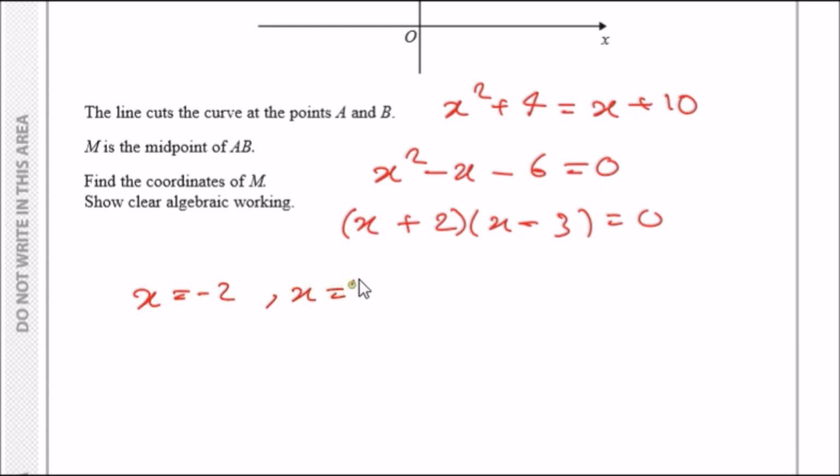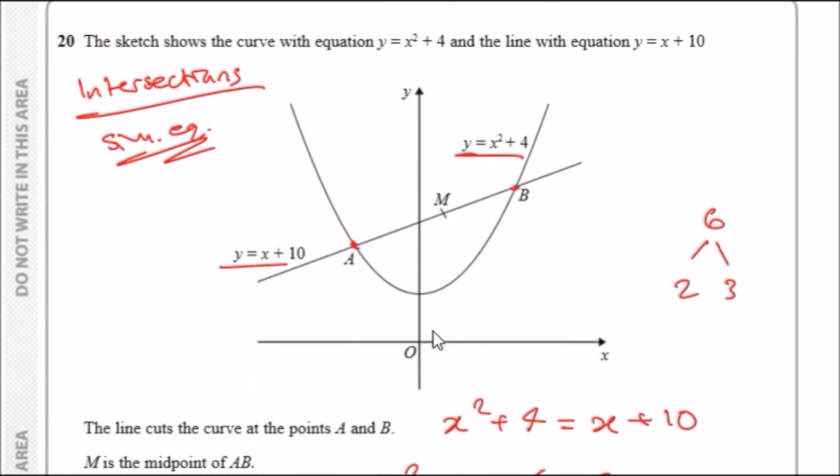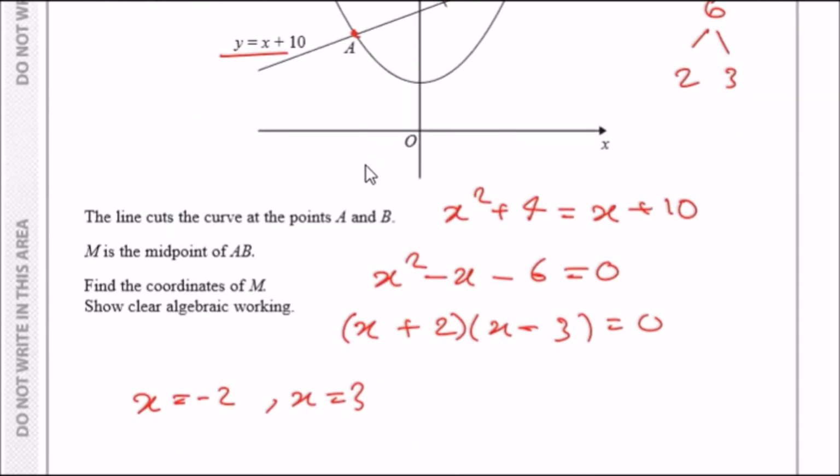This tells us straight away that one value of x is negative 2, and the other x is positive 3. To find the value of y, you can use any equation. I'll use the easy one, y equals x plus 10. When x equals negative 2, minus 2 plus 10 is 8, so y equals 8. This is the first pair. The second pair is when x equals 3, so y must equal 13.